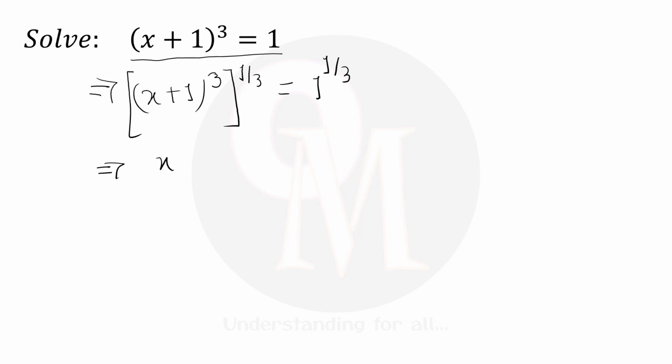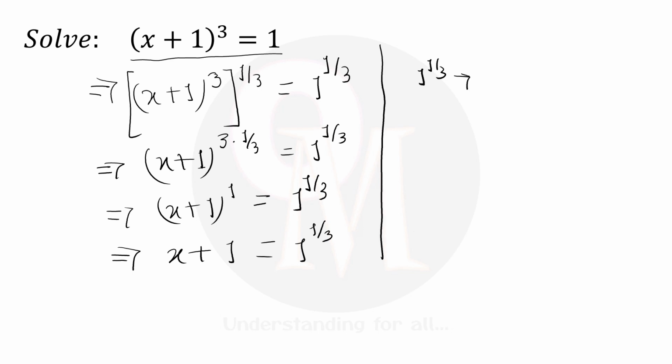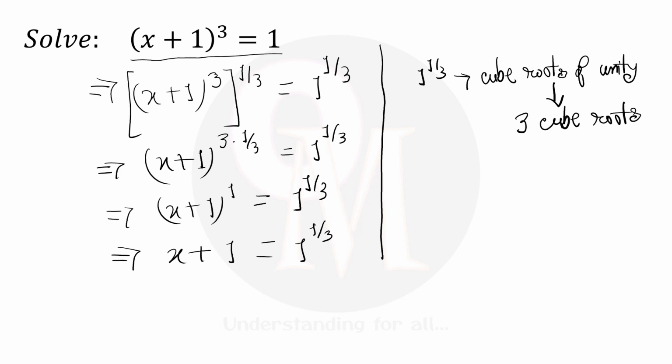This means (x plus 1) to the power 3 into 1 by 3 is equal to 1 to the power 1 by 3. This gives us (x plus 1) to the power 1 is equal to 1 to the power 1 by 3. This means x plus 1 is equal to 1 to the power 1 by 3. Now, what is 1 to the power 1 by 3? It is nothing but the cube root of unity. And there are 3 cube roots of unity, obviously.